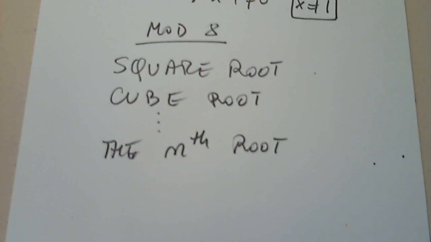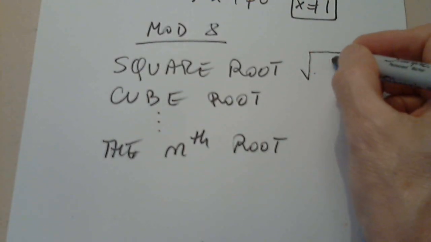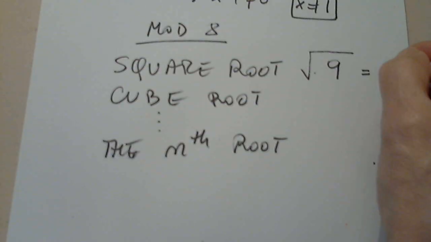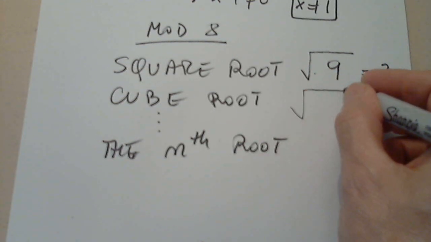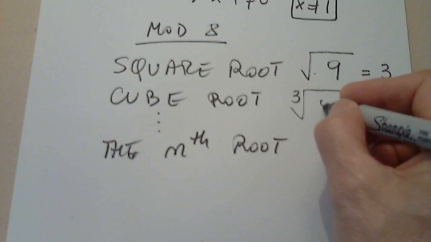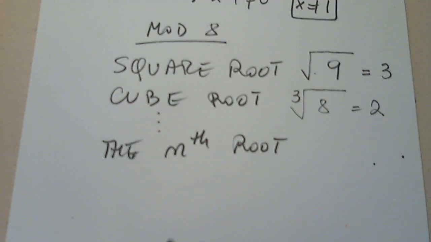What is all this? Okay, so the square root is exactly what it says. The square root of 9 is 3. The cube root of 8 is 2.